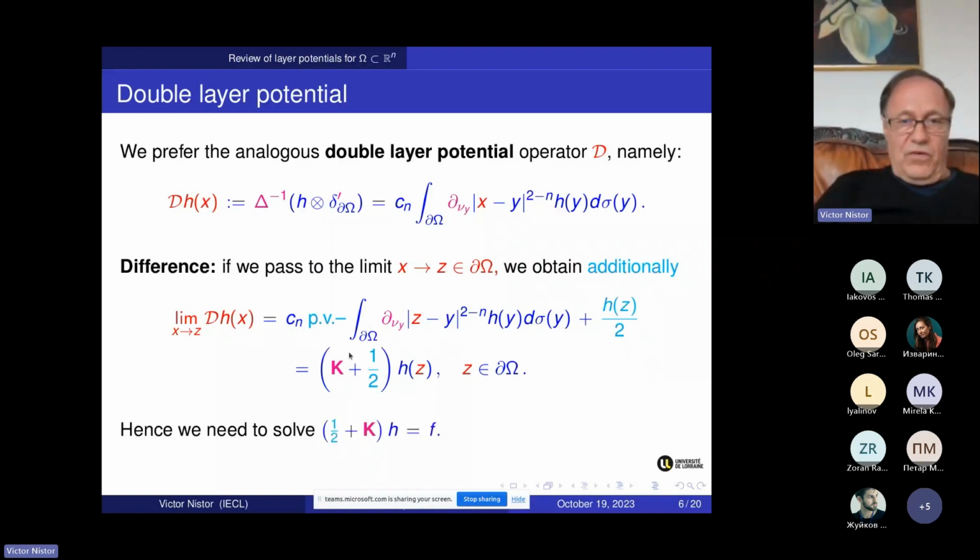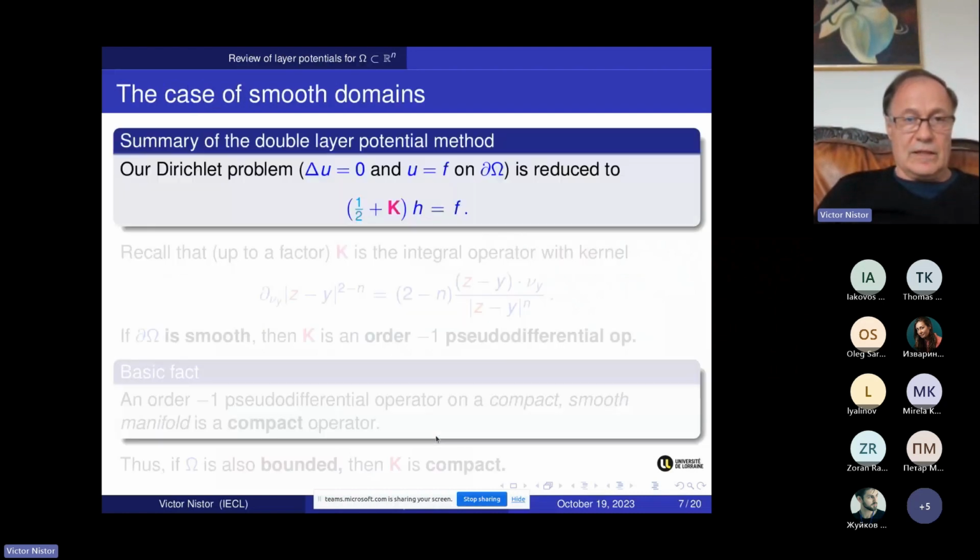Okay, so as before, to solve this, u is going to be harmonic in the interior. So to solve the Dirichlet boundary value problem, it is enough to match the boundary conditions. That is 1/2 plus k applied to h is equal to f. And we will study this equation using this index theory that I mentioned above. So we want to show that this operator is invertible using that paradigm.